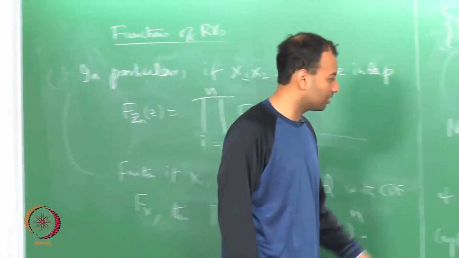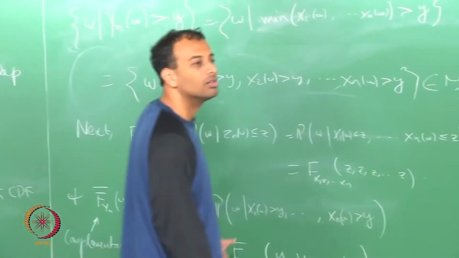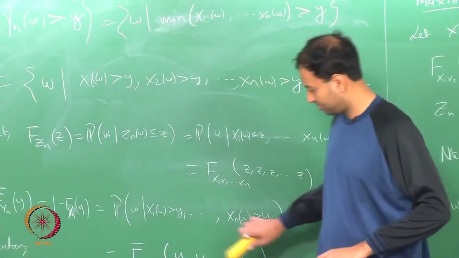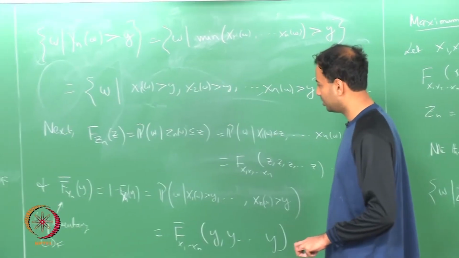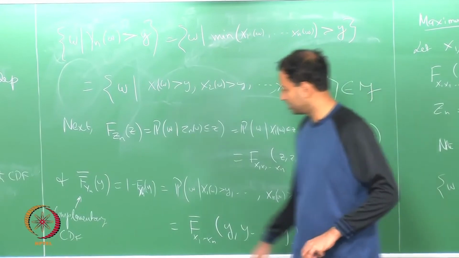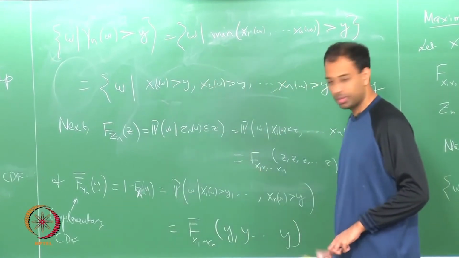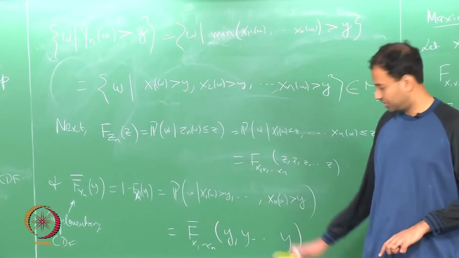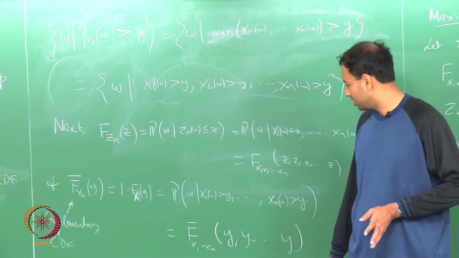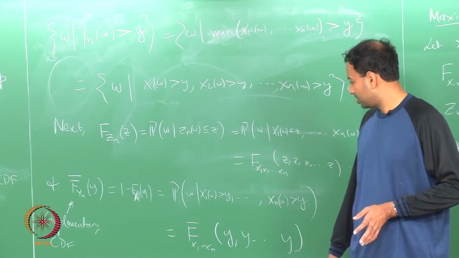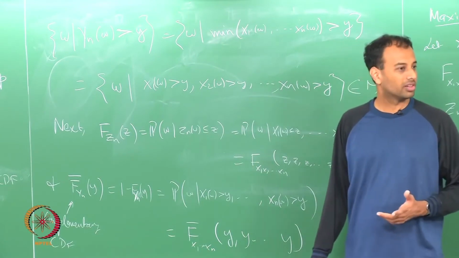Similarly, you can do the same thing for the minimum. So, in this case what would you get? You will get the complementary CDF of Y as the product of the complementary CDF of each of these X's, and in the case when they are identically distributed you will have the nth power of the complementary CDF, right.